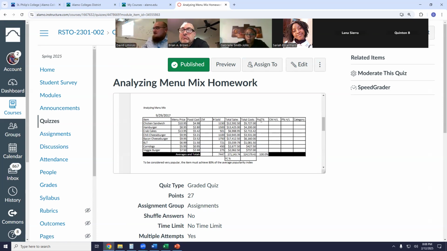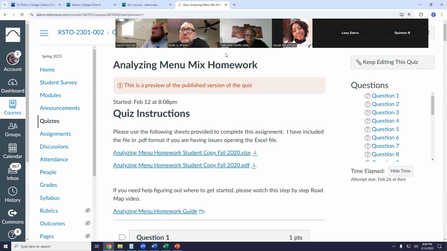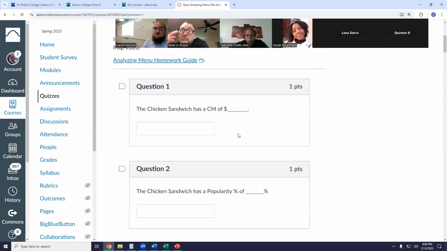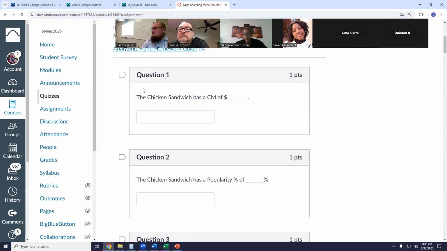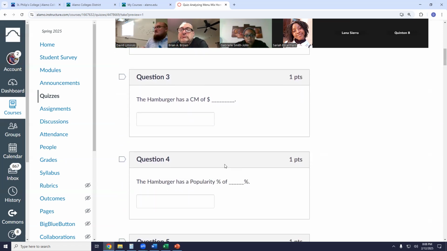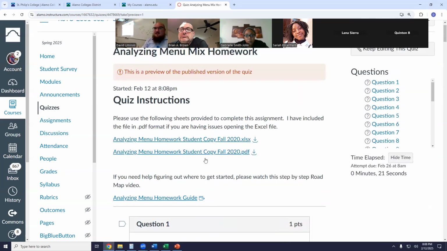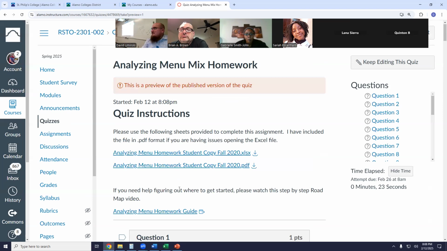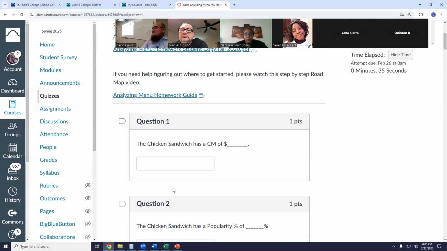Now, as you write everything on here, when we come to preview the quiz, basically it's going to ask each menu item. The chicken sandwich has a contribution margin. Chicken sandwich has a popularity percentage. It's going to ask you for those two numbers for each item. Now remember, this is what is on the assignment, right here on the assignment instructions. So please make sure you at least open that up in Excel or print it out so you can handwrite everything, and then you can just go through and fill in the answers on your quiz.